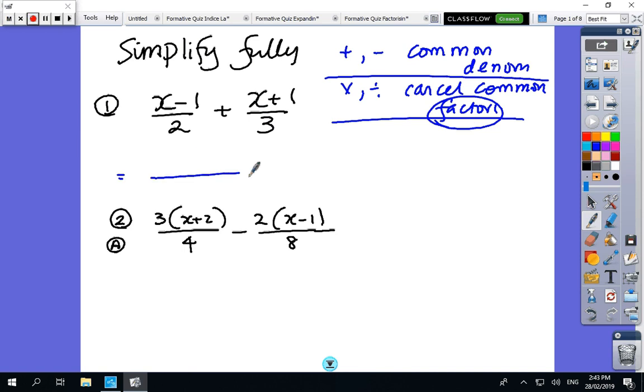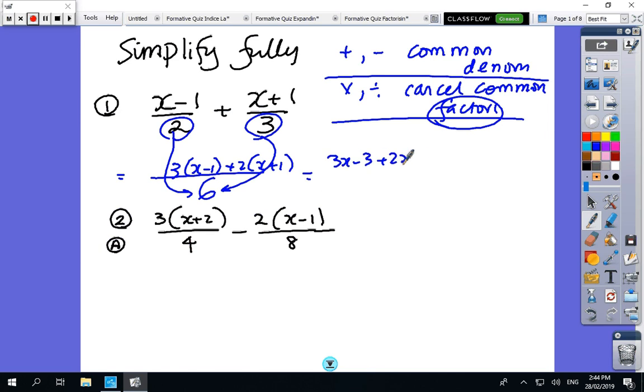Okay, first one, the lowest common denominator of 2 and 3 is 6. So this number to get to a 6 is tripled, so I have to triple x minus 1. This number to get to a 6 is doubled, so I have to double the top. So we've got 3x minus 3 plus 2x plus 2 all over 6. 3x plus 2x is 5x. Minus 3 plus 2 is minus 1 over 6. And that's your answer. Okay, next one.